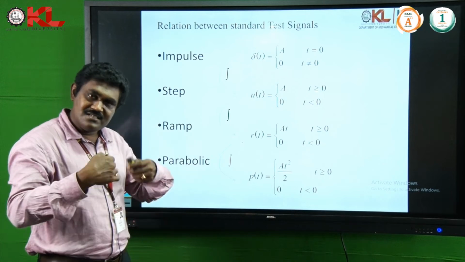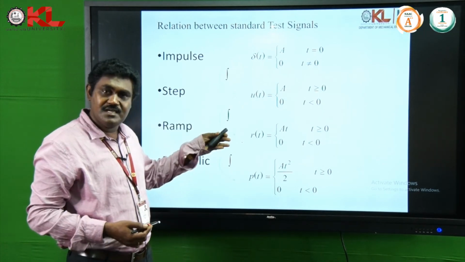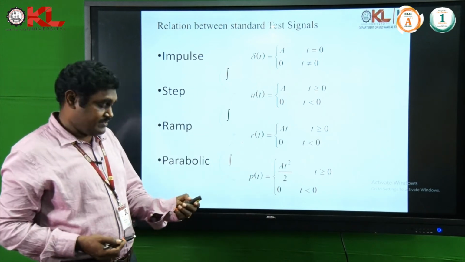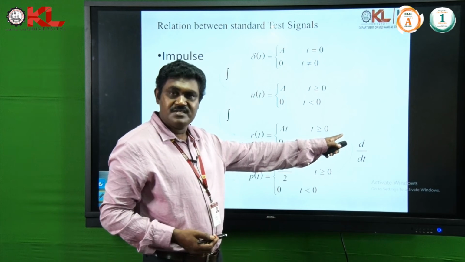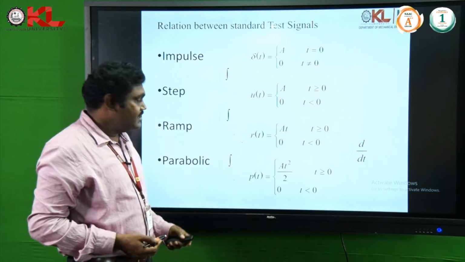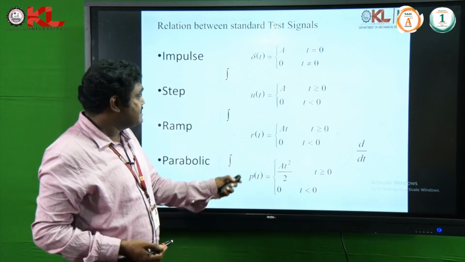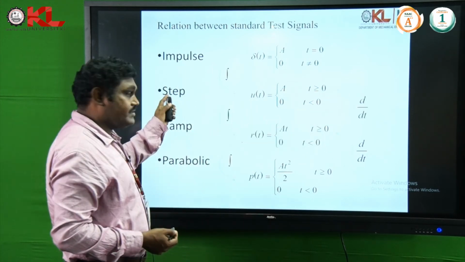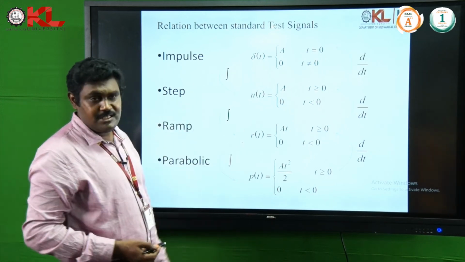Similarly, from the parabolic to ramp, you can differentiate the parabolic equation, then you obtain the ramp equation. From this parabolic, if differentiated, you obtain the ramp signal. Similarly, from the ramp signal, differentiating gives the step signal. Similarly, for the step signal, differentiating gives the impulse signal.